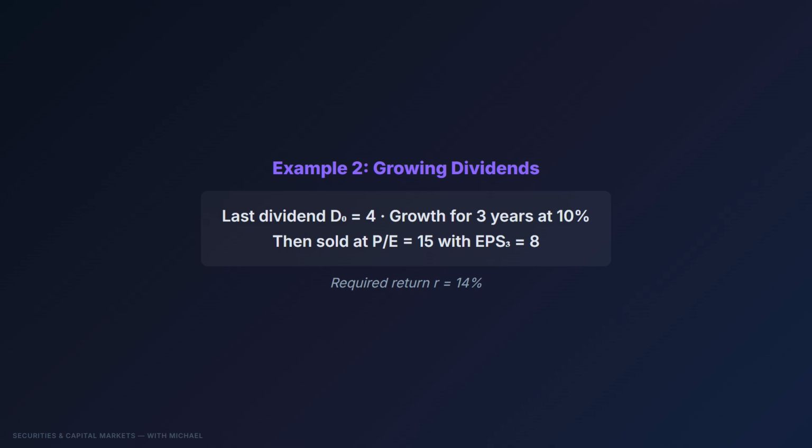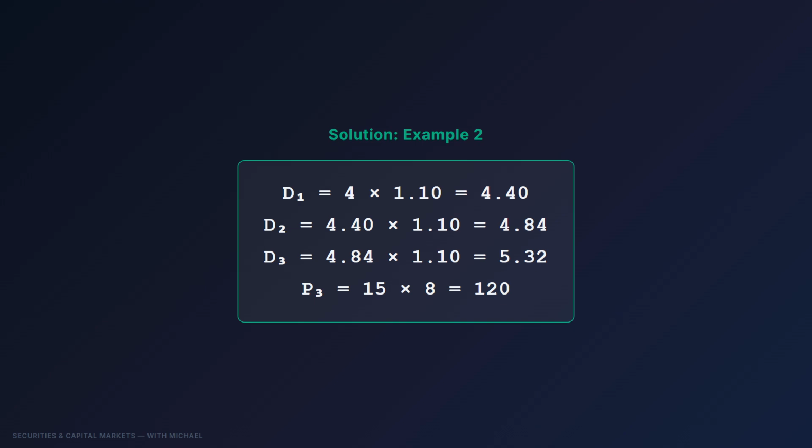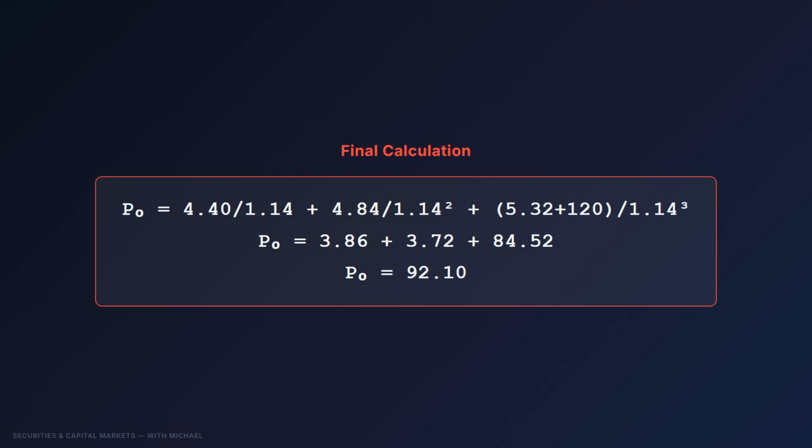D1 is 4 times 1.10, which equals 4.40. D2 is 4.40 times 1.10, giving 4.84. D3 is 4.84 times 1.10, giving 5.32. The selling price at year 3 is the P/E multiple of 15 times earnings per share of 8, which equals 120. Now we discount everything back.